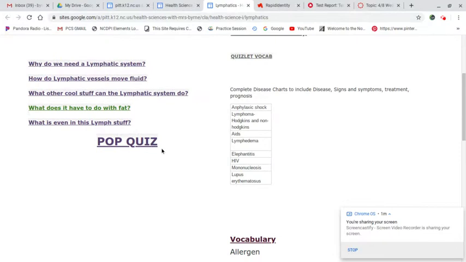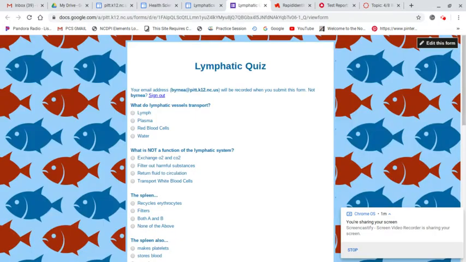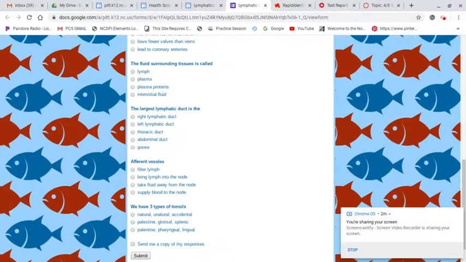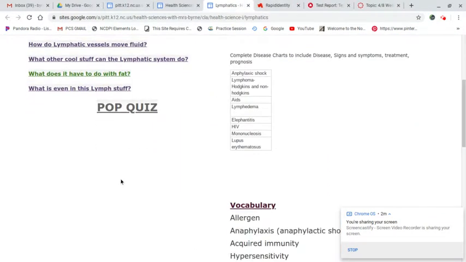Pop quiz. I never got the opportunity to give you the pop quiz because we were not in class. So if you click on pop quiz, there's some questions. I bet you'll see some of these questions on your test. So look through these. I'm pretty sure you can find these in the book. You can find them in your notes, all kinds of fabulous.